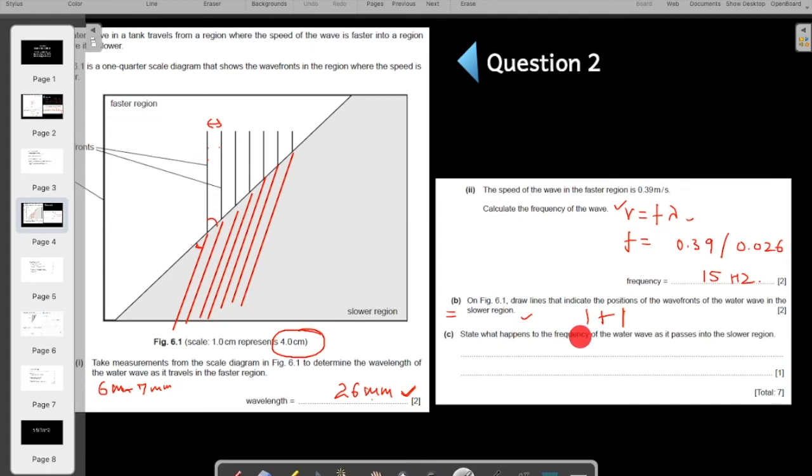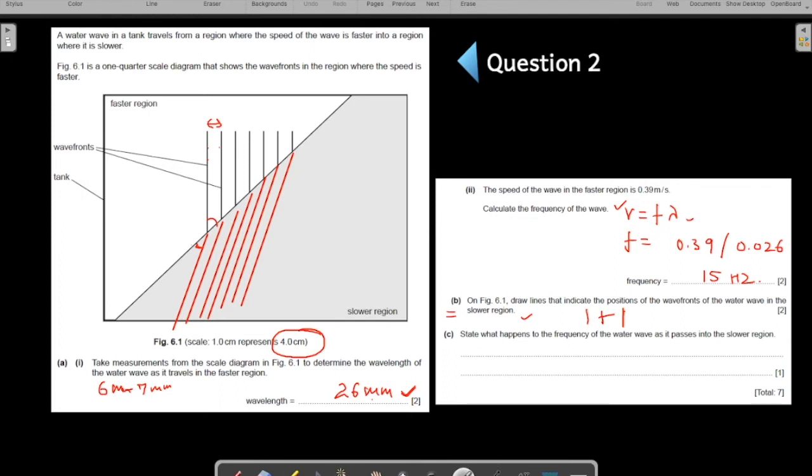C. State what happens to the frequency of the water wave as it passes into the slower region. What is happening to the frequency? It's a 1 mark question. You have to just state the frequency. Please do remember we have discussed it during the last part of the diffraction video in the summary section.